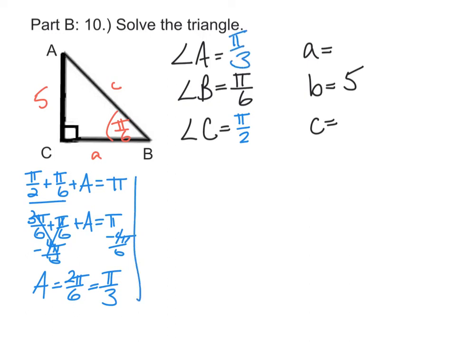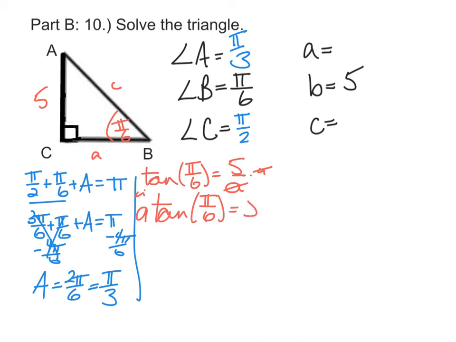Now when it comes to the missing sides, we can again use tangent of angle B to help us figure it out. Tangent of the pi over 6 would be the opposite over adjacent, in this case A. So I'll multiply both sides by A to get rid of the fraction. A tangent of pi over 6 is 5. Now I'll divide both sides by tangent to get A by itself.